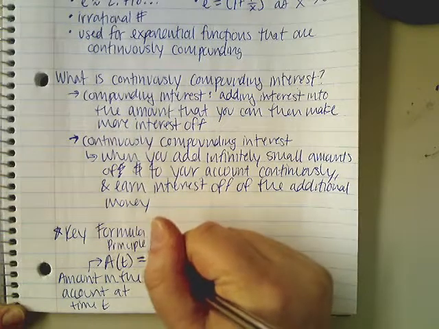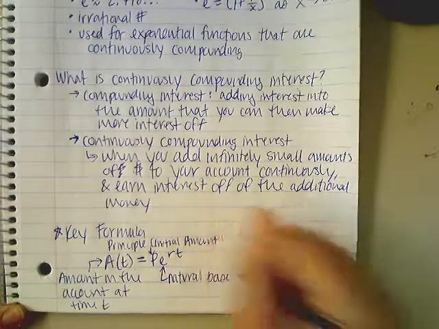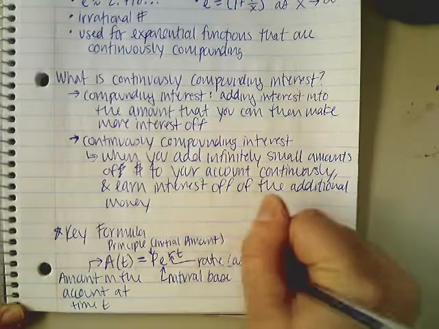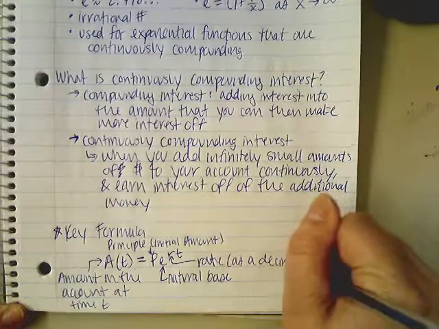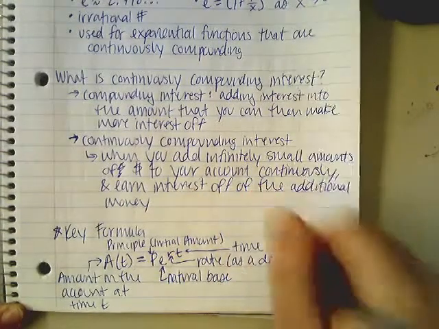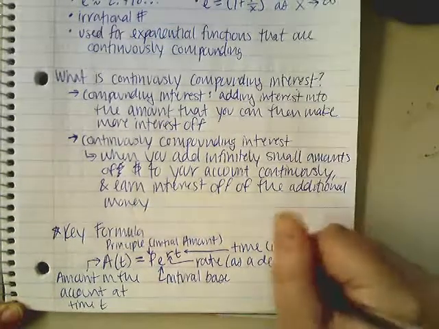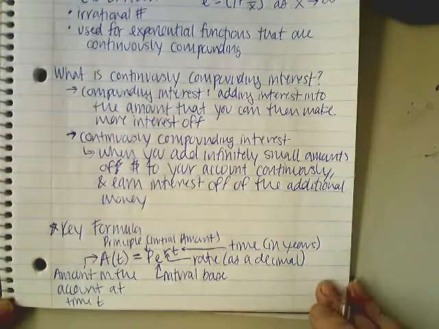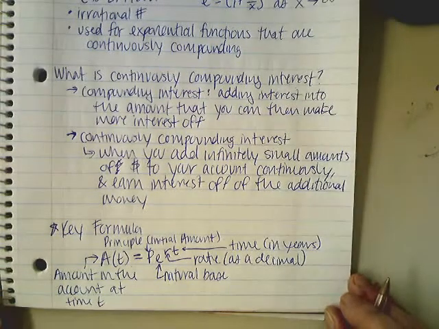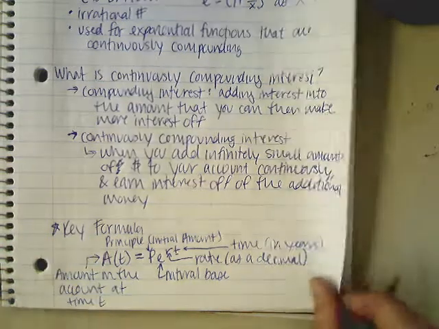E is our natural base. R is the same thing, it's our rate as a decimal. And t is still our time in years. And this is again rate per year, or interest rate per year. All right, so that's the formula we're going to use. I'm going to flip the page and rewrite it and then do an example.